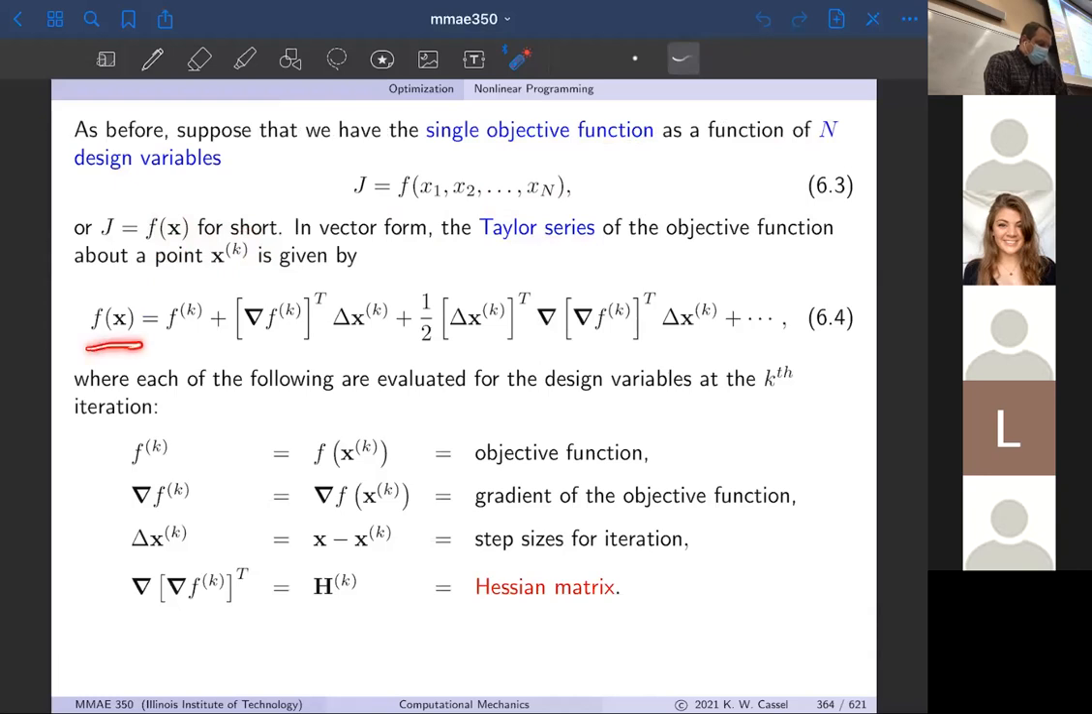So f at a vector x is f at k, our reference point, so that's xk, plus delta x times the gradient of f. The gradient, again, is the first derivatives, plus a half times delta x times the gradient of the gradient. The gradient of the gradient is the derivative of the derivative. That's the second derivative. And so that is simply looking at first derivatives and second derivatives.